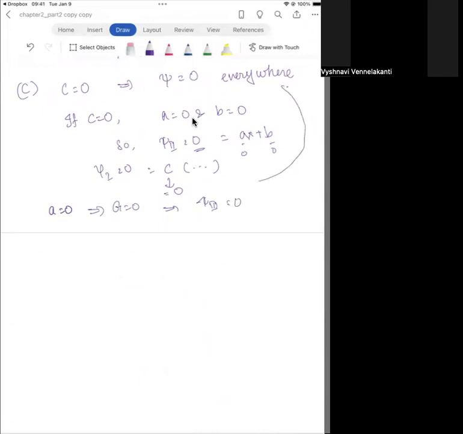So that tells you that psi is 0 everywhere, which doesn't make any sense because you do have a particle and that has to be there somewhere. The wave function cannot be 0. So because of these absurd results, we can conclude that E equals 0 is not an allowed value.